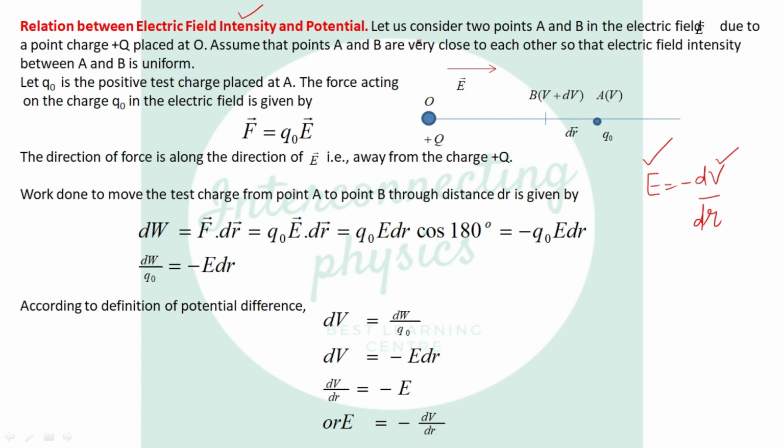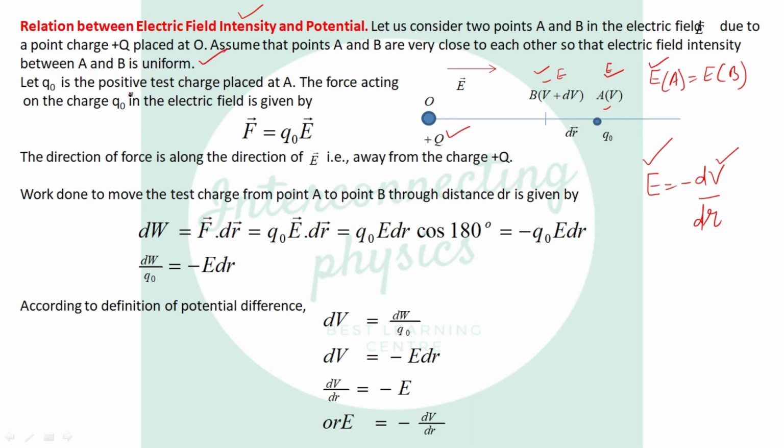Okay. So for this, let's consider two points A and B in the electric field E vector, due to point charge Q, the source charge Q. This is the electric field of this source charge. Assume that points A and B are very close to each other, so that the electric field at A is equal to the electric field at B. Means they are so close to each other that the electric field at these points is the same, that is E, so that the electric field intensity between A and B is uniform.